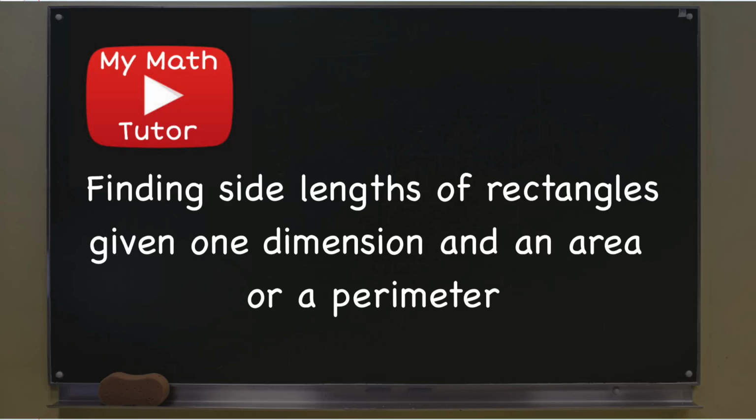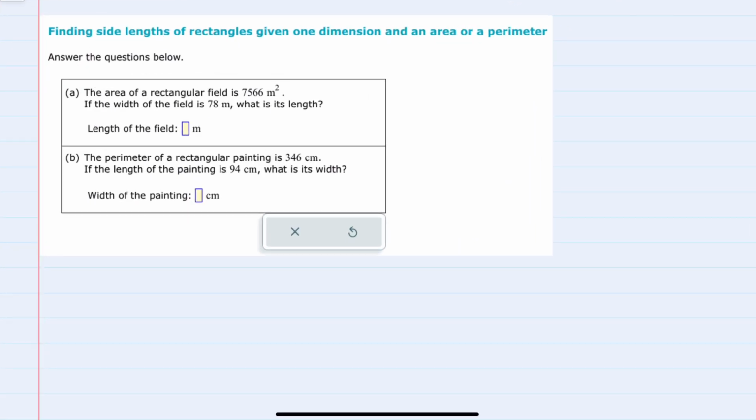In this video, I'll be helping you with the ALEKS problem type called finding side lengths of rectangles given one dimension and an area or a perimeter. And in this example, we have two questions here, A and B. In A, we're given the area of a rectangle and the width while being asked for the length.